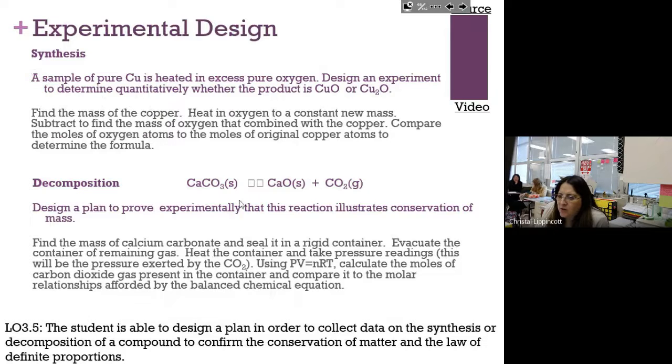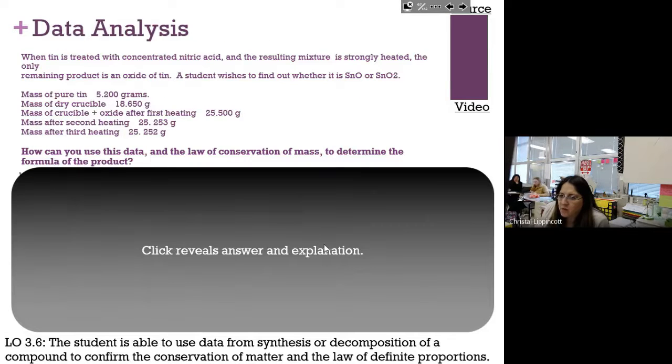For decomposition reactions, again, this should be an arrow here. It didn't quite show up right when it switched this over to a new version of PowerPoint. Find the mass of the calcium carbonate in the sealed container. Evacuate the remaining gases. Heat the container and take the pressure readings. And that is going to be the pressure then that's exerted by the CO2. Because this is a solid and this is a solid, this is the only thing that's going to contribute to that pressure. So then you calculate the moles of carbon dioxide that are present, and then you can use your molar relationships to figure out other data.